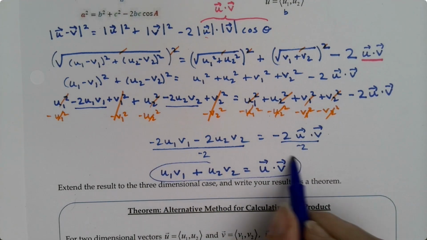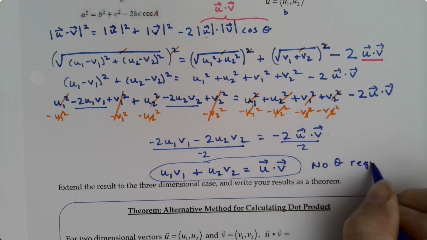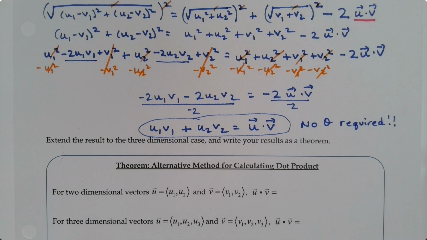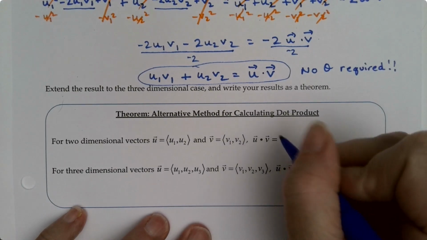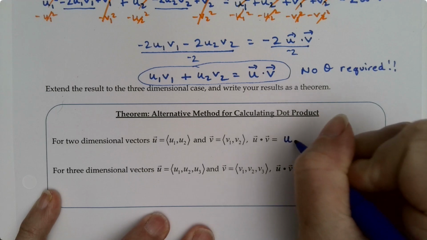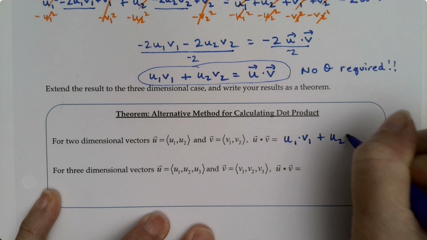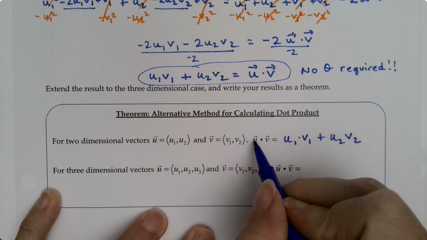Now notice there's no theta required, right? There's no theta anywhere in the problem. And this means we have a new way to find dot products, and quite frankly, an easier way. So if you want the dot product of u and v, you take the x components plus the y components. And that's it. Done.